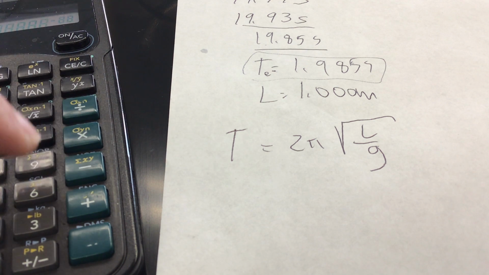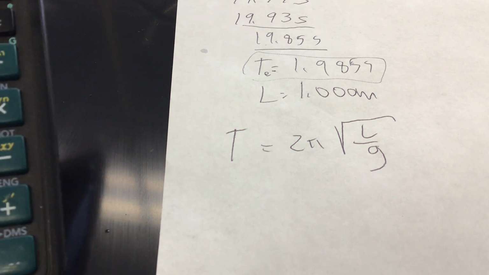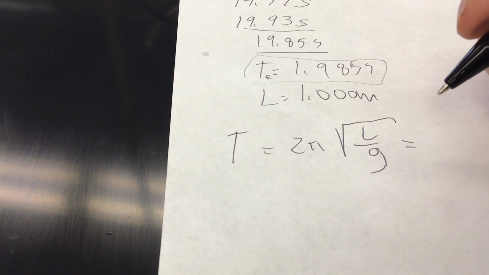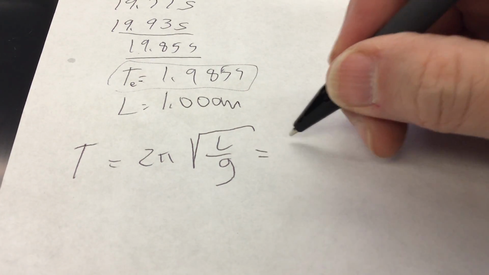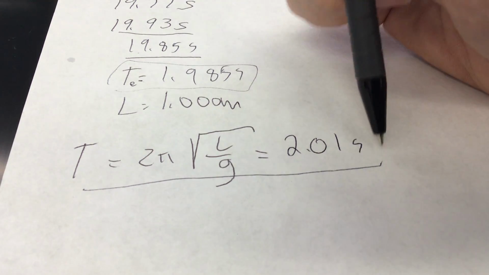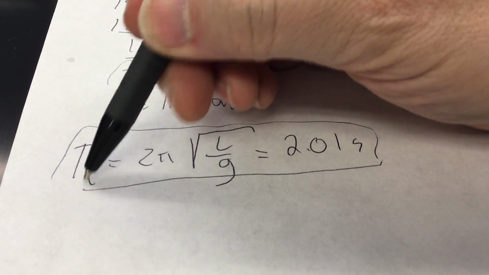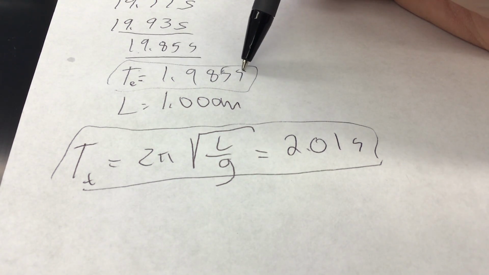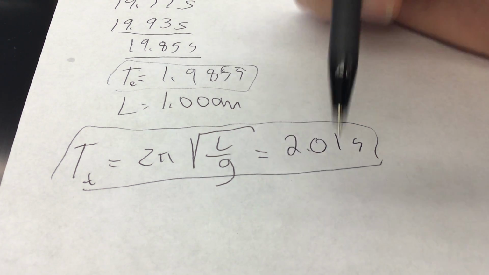So 1 meter divided by 9.8, right? And you take the square root of that, then multiply it by 2 pi, or however you want to do it on your calculator. So the period I get, theoretically, through the equation, is 2.01 seconds, okay? So there's my theoretical, my calculated value. This is my experimental value that I measured directly, 1.985 versus 2.01.